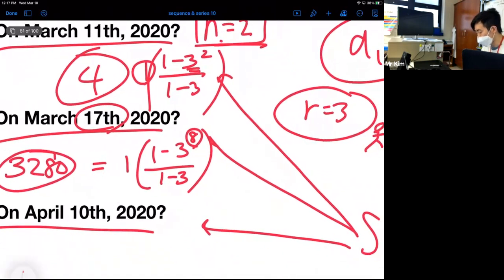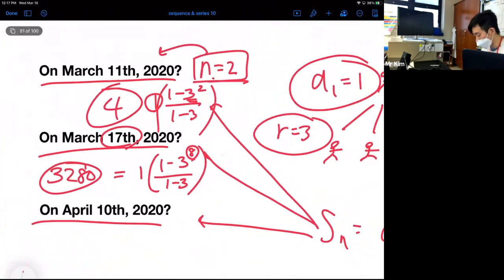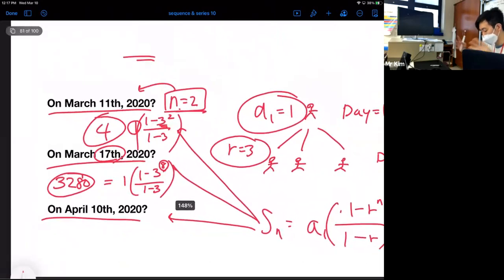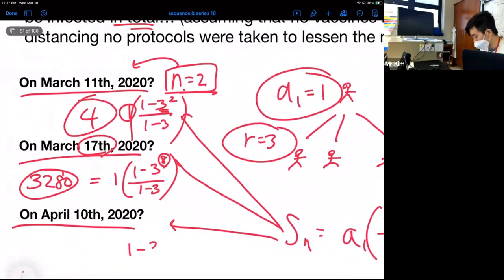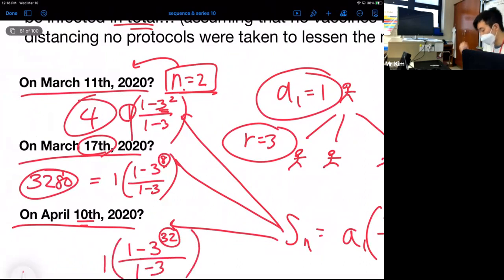And the last one here, obviously, that one is a little bit, you're going to get a scientific notation, but that's okay. 1 minus 3 to the power of 32, because that's 31 days after day 1, because there's 31 days in March, over 1 minus 3 times the first term 1. So 1 times 1 minus 3 to the power of 32 divided by negative 2.